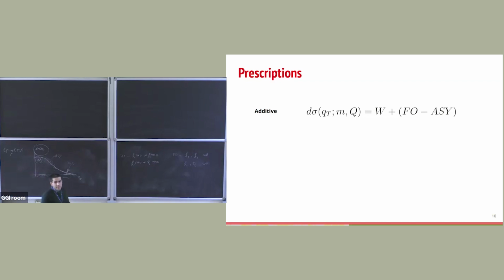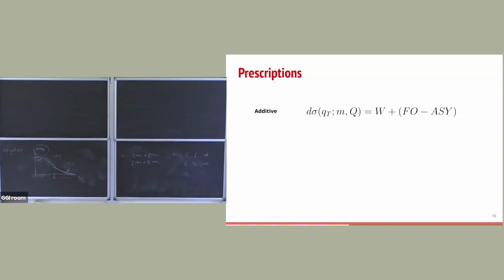At large transverse momentum instead, what do you think happens? So at large transverse momentum, everything should be described by the fixed order. So what would you expect? Which cancellation would you expect here? Exactly. So the asymptotic term should cancel the W. And then we will see if this is true, okay?